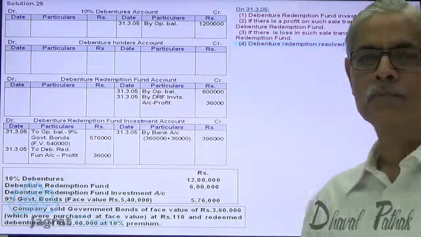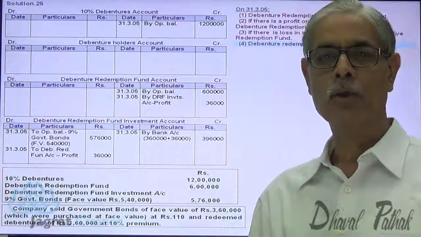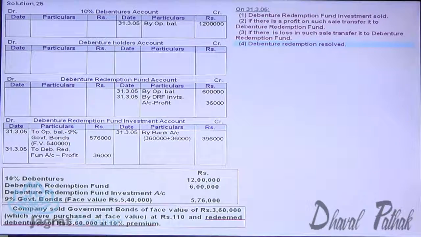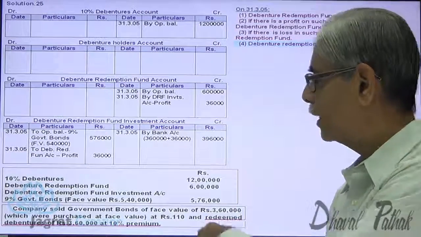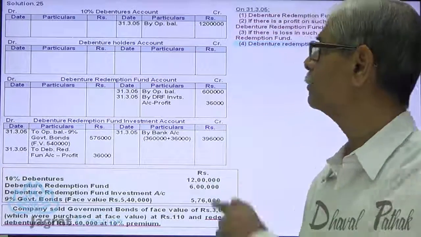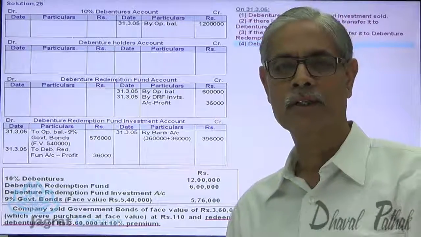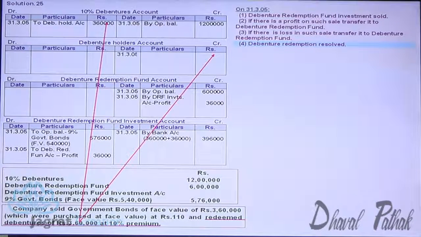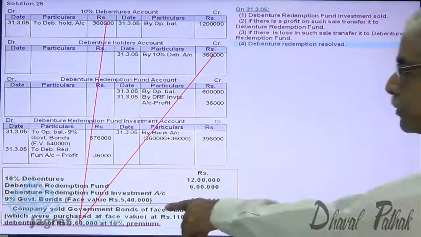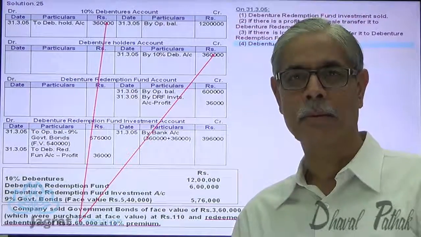Debentures are redeemed at a premium. So debentures account debit, debenture redemption premium loss debit, to debenture holders account credit. So here, what is the amount redeemed? Redeem the debentures of rupees 3,60,000. So out of 12 lakhs, the debentures redeemed are also 3,60,000. So what is the general entry? Debentures account debit to debenture holders account credit. How much is the redemption premium? 10% redemption premium, so 36,000 is the redemption premium.